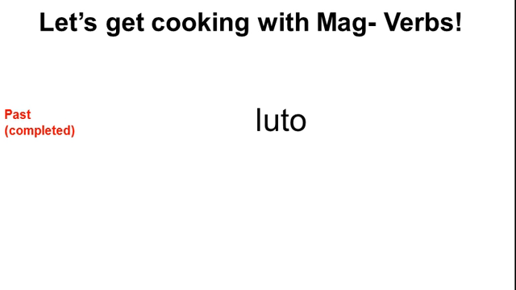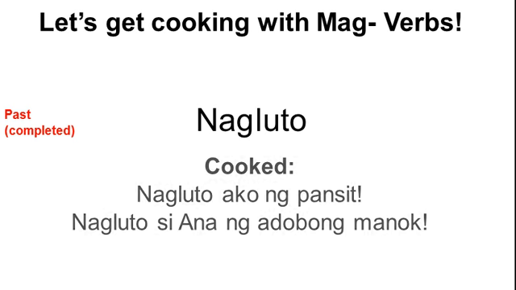To take a look at this, we need to find out, what do we do with this luto sitting there all by itself? We already used mug. What if we put in nug? There's nug. Nagluto. What's that mean? Cooked. That means cooked. You already did it. You already completed it. It's past tense.